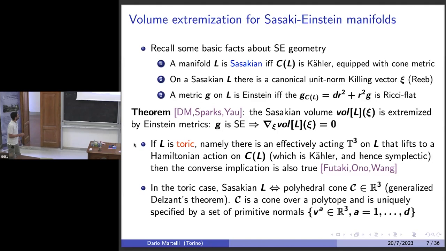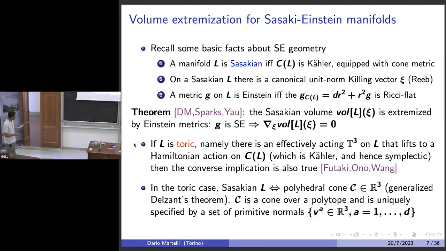So this is a theorem quoted from my very old work, about 20 years ago with Sparks and Yau. A Sasakian volume is extremized by an Einstein metric, which means that if the metric is Einstein, then this volume attains a critical value. Now, in addition, if L is toric, so that there is an effectively acting three-torus, actually one notation here, this is a real torus for me. In some other talk, it was a complex torus. This is a real one. That leads to a Hamiltonian action on the cone, which is Kähler and therefore symplectic. Then also the converse of this implication is true. And this was proved by these people here a few years after our work. In the toric case, that's one practically interesting thing.